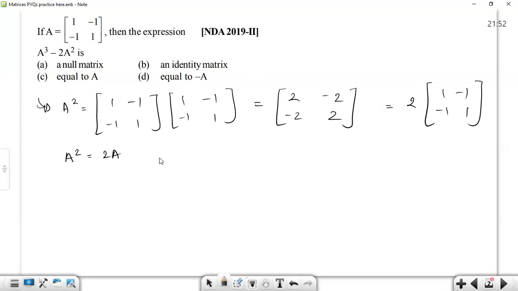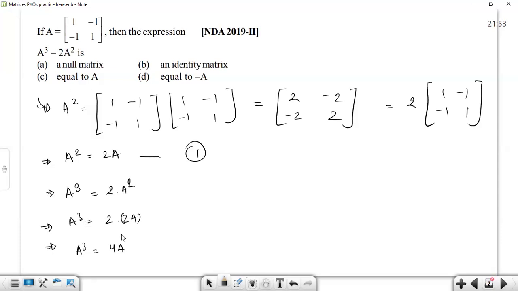If it is so, let's find out A cube by multiplying A on both sides, post multiplication. So 2A into A becomes A square. Now we know from equation number 1, A square is 2A. So now A cube is equal to 4A.